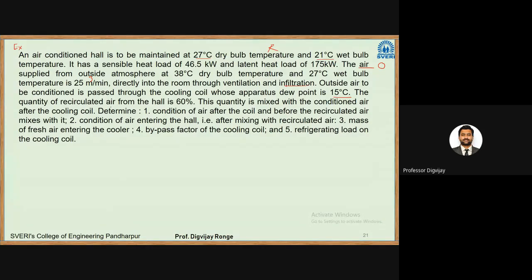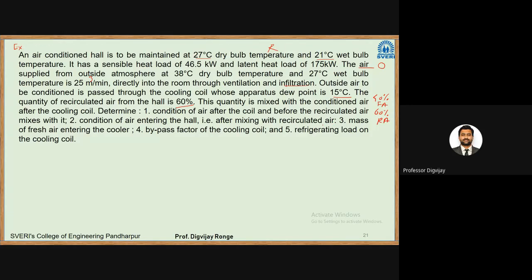The quantity of recirculated air from the hall is 60%. So I have shown you that there will be some percentage. There will be 40% fresh air and 60% return air. This quantity is mixed with the conditioned air after the cooling coil. Determine the condition of air after the coil and before the recirculated air mixes with it. Okay. Condition of air entering the hall, after mixing with recirculated air.